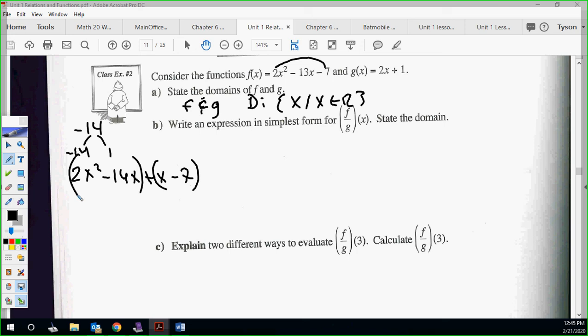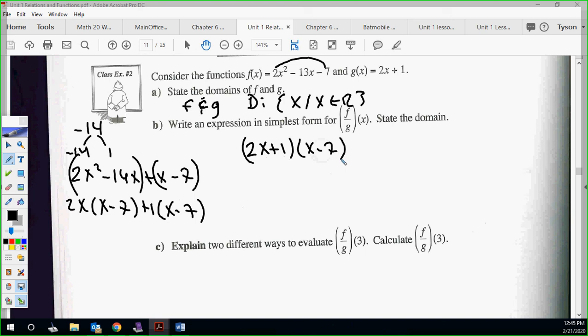So 2x comes out of the first piece, which gives me x minus 7. The second piece is already an x minus 7, so we just say a 1 came out, which wouldn't change it. And so now you have your factor on top. So 2x plus 1 times x minus 7 over 2x plus 1, because that's what g is. And it simplifies to a nice, easy x minus 7.